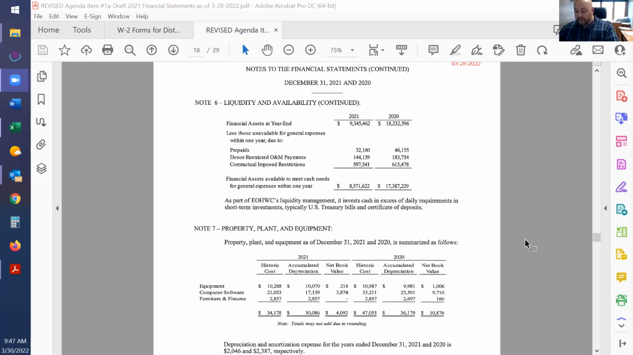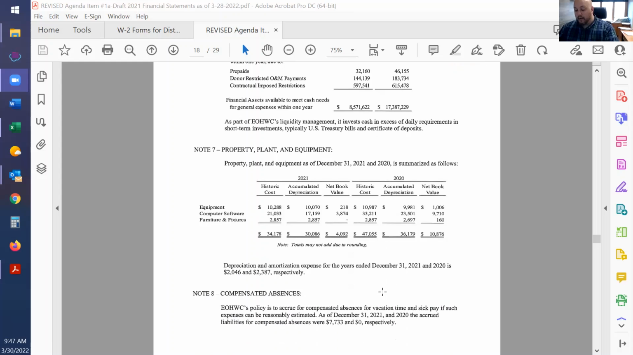Note 7, this is a summary of the property, plant, and equipment, basically just showing the cost, the accumulated depreciation taken to date, and the net book value as of both 2021 and 2020. It also reflects down below the amount of depreciation that was taken in the current year and reflected in the statement of activities. And that was 2,046 for 2021 and 2,387 for 2020.